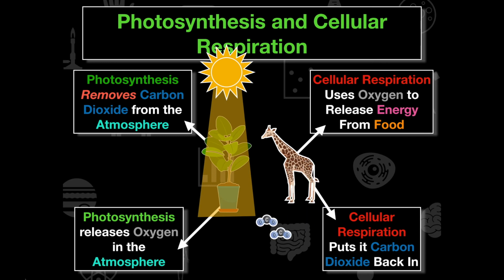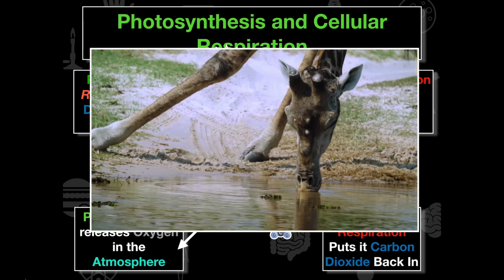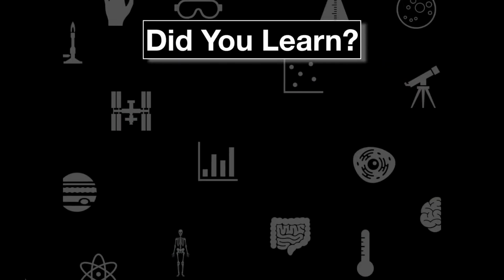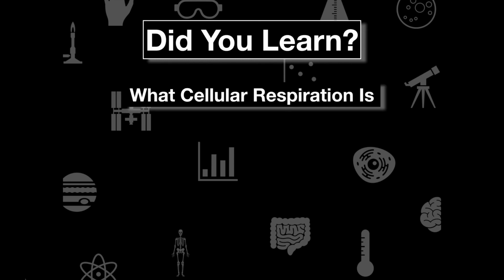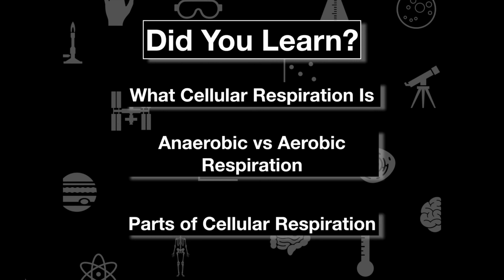Both the plants and the animals depend upon each other in this cycle in order for photosynthesis and cellular respiration to occur. So, did you guys learn a couple of things? Did you guys learn what cellular respiration is, the overview? Did you guys learn about anaerobic versus aerobic respiration? And then did you guys learn about the parts of cellular respiration, the overview and the basics, and how it relates to photosynthesis?